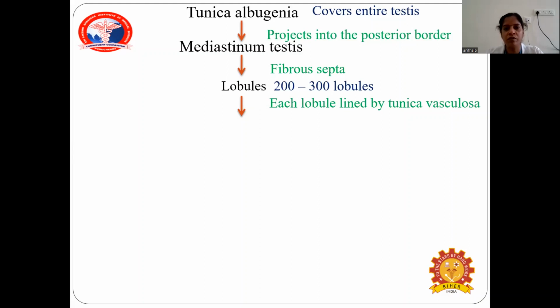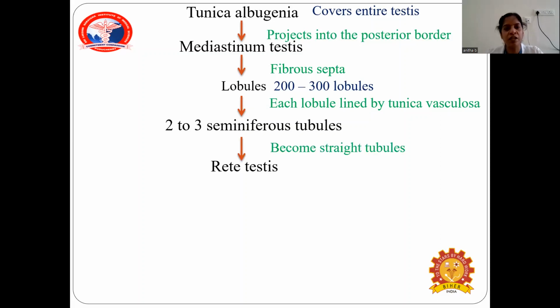Each lobule is lined by the tunica vasculosa. Within that, you can see 2 to 3 seminiferous tubules. When these seminiferous tubules are near the rete testis, you can see some straight tubules. These straight tubules join and form the rete testis.